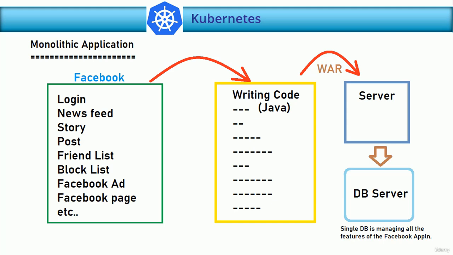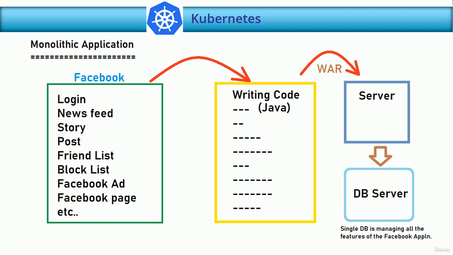After writing the code, they will create a WAR file, because the code has been written in the Java language. The WAR is the artifact, a single file. Then it is deployed to the server, and that server is connected with a DB server. So here you can see we have one single server attached to a single DB, managing all the features of the Facebook application. This is the monolithic approach to developing an application, which has a number of drawbacks.